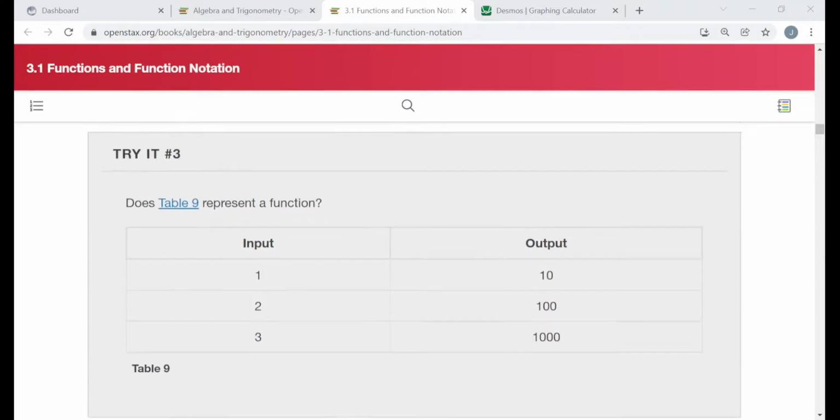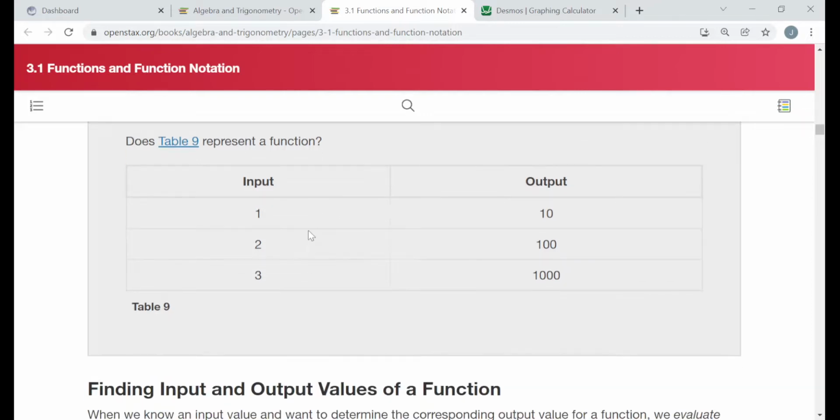And all it's simply asking is, does table 9 here represent a function, where they're telling us what the inputs and what the outputs are? The previous table with the player names and the ranks, we could switch it up. Player names could be the inputs and ranks could be the outputs, and we switched it up and had the ranks be the inputs and the player names be the outputs. Here they're telling us, these are the inputs, 1, 2, 3. And these are their corresponding outputs, 10, 100, 1,000.